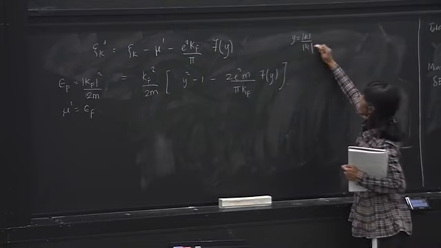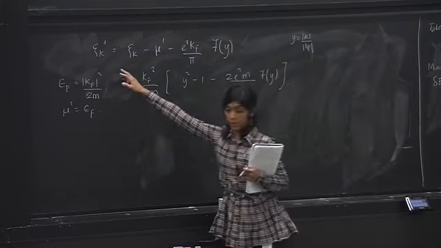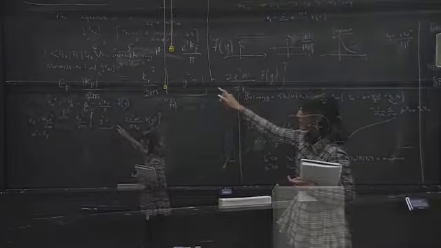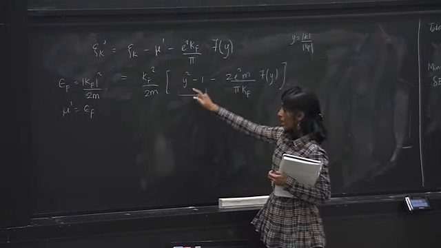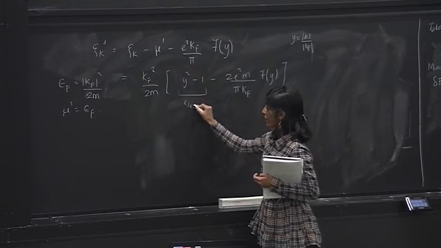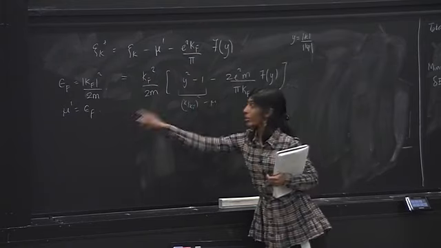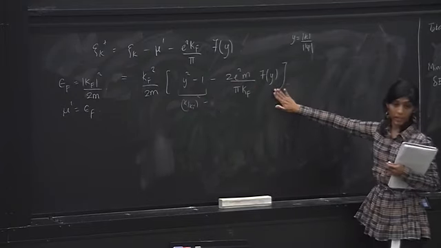Okay. So all that's been said is that for the modified dispersion, this part is the usual dispersion. It's just because I pulled out kf squared over 2m. This is just k over kf squared over 2m minus mu. Mu is equal to the Fermi energy, so it's minus 1. And this bit here is the only thing due to the interaction.